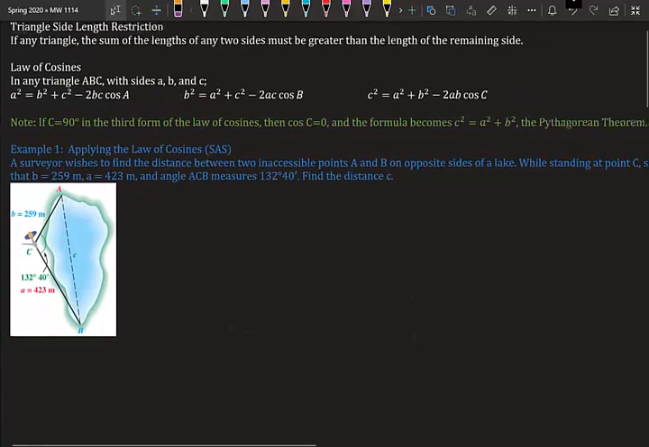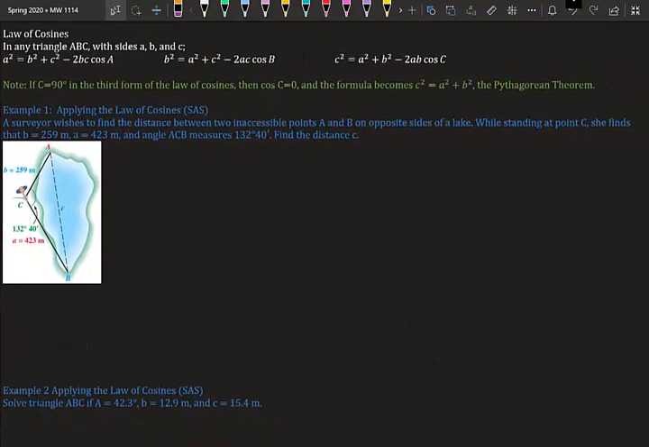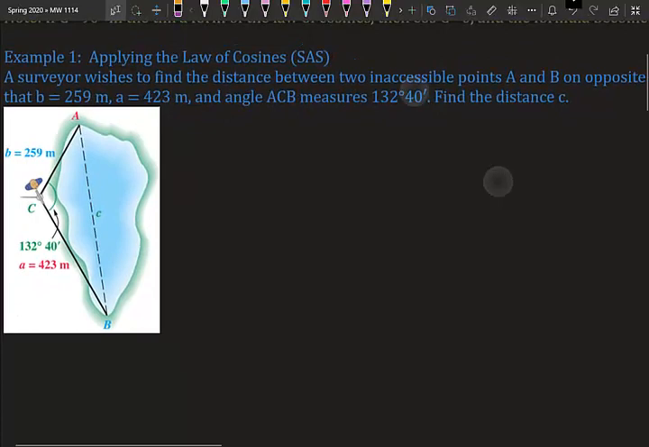Alright, a surveyor wishes to find the distance between two inaccessible points, A and B, on opposite sides of a lake. While standing at point C, she finds that B equals 259 meters, A equals 423 meters, and angle ACB measures 132 degrees, 40 minutes. Find the distance C.